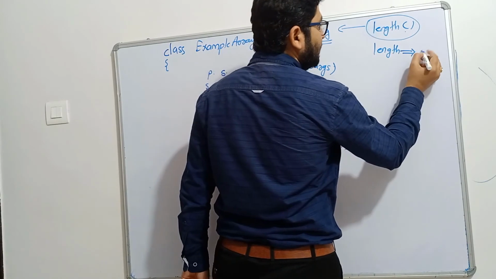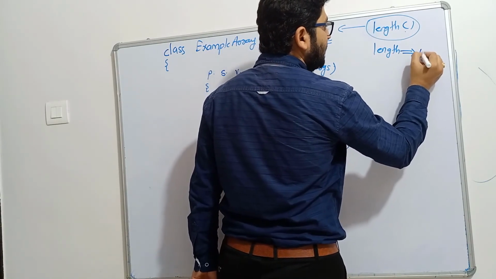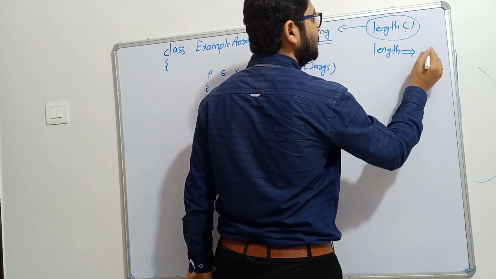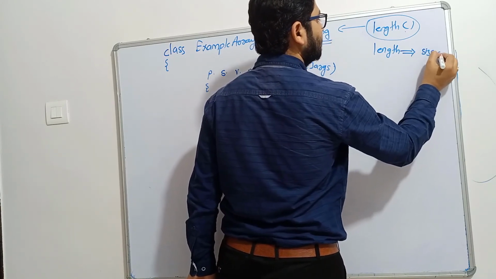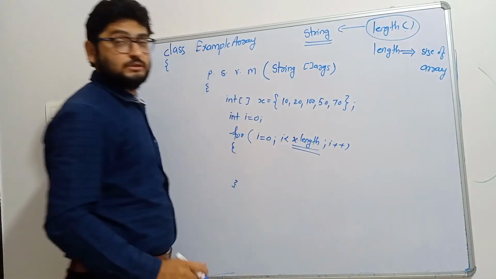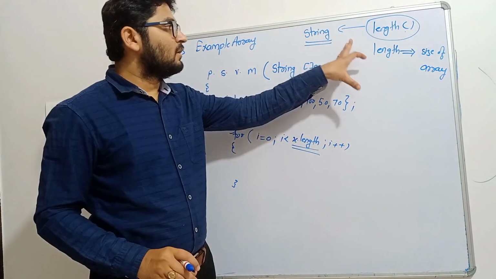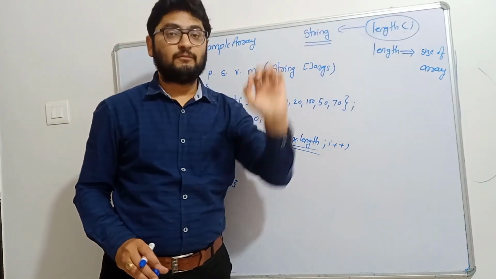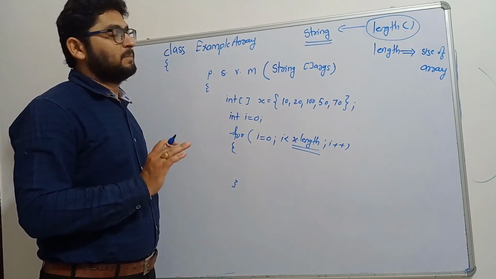This length variable gives the number of elements, or you can say the size of the array. So if you want to find out the size of an array, then you should use the length variable, whereas if you want the length of a string, then you have to use the length method. You should always keep this in mind.